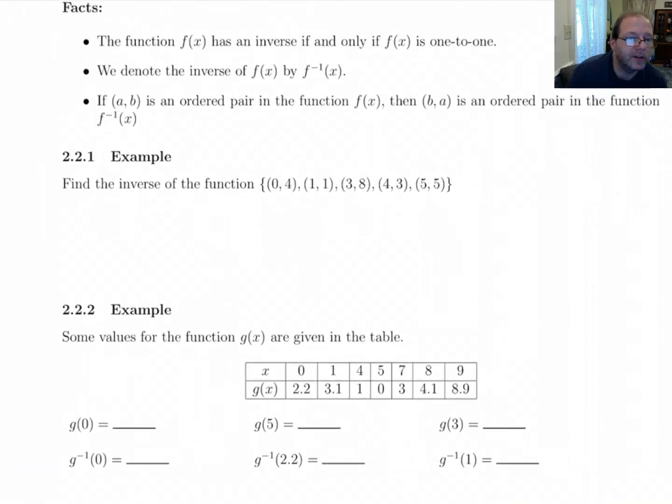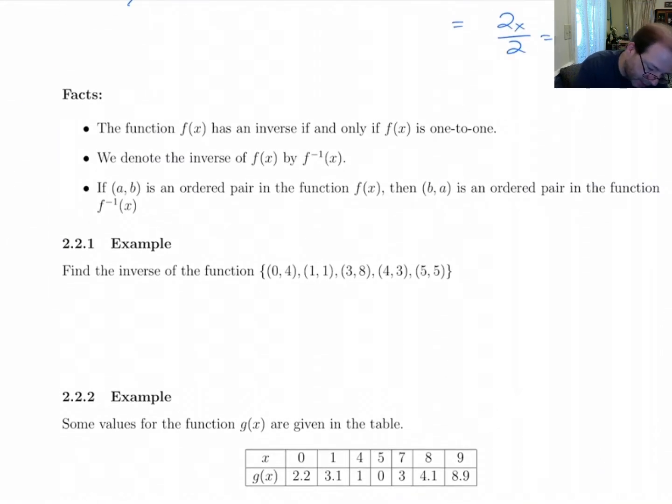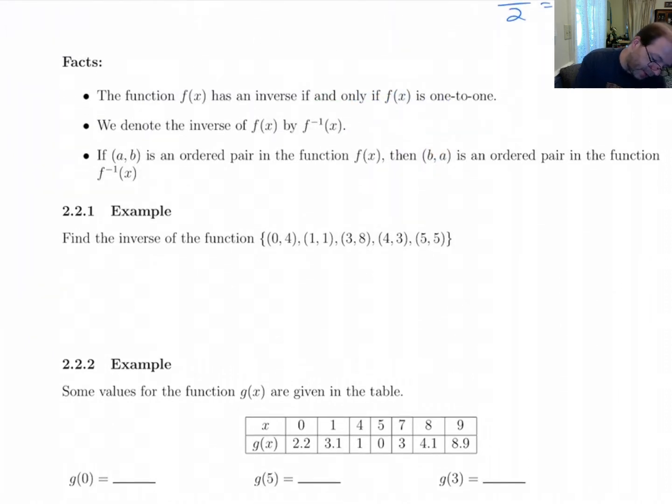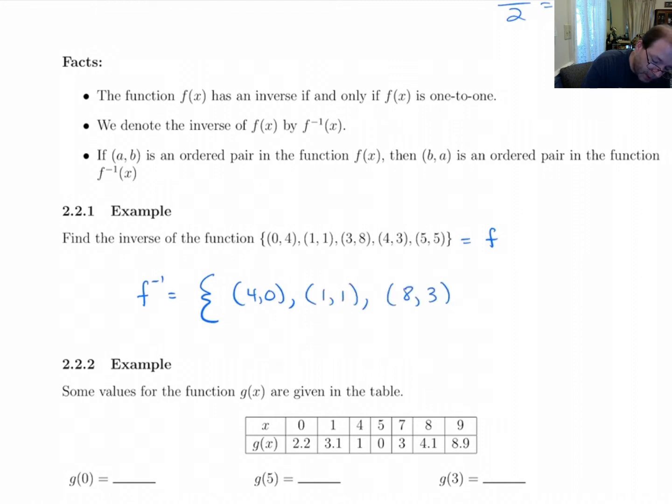So let's go back down here and look at this. That makes this example 2.2.1 pretty quick to do. Find the inverse of this function. Well, this function only has a finite number of pairs. So if this is our original function, we'll just call it f. Then our inverse function is going to consist of the ordered pairs (4, 0), (1, 1), (8, 3), (3, 4), and (5, 5).